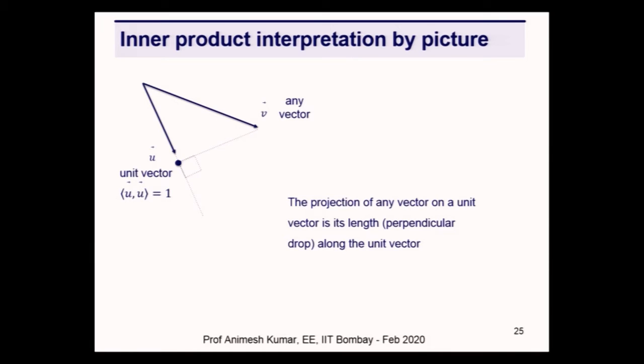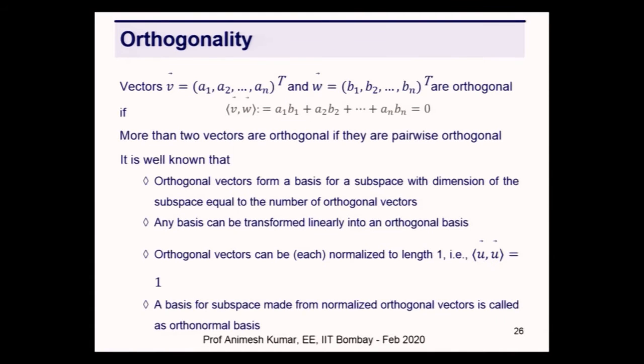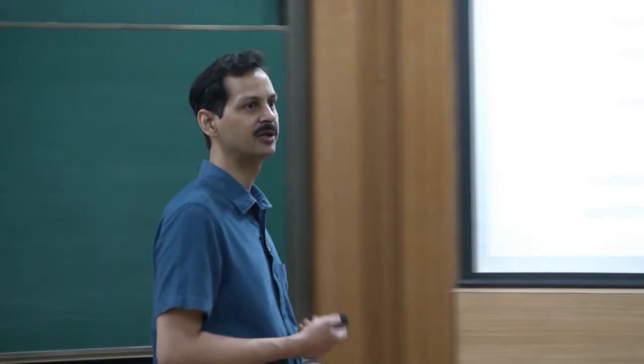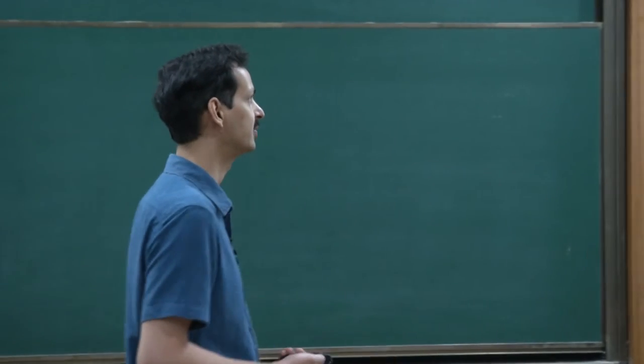What does perpendicular drop mean? Once projected, if I draw this line, this line is basically the difference between the v vector and the projection. That's going to be perpendicular to the u vector. Okay. So this notion of orthogonality shows up again and again in linear algebra and machine learning. In fact, it shows up in many computational sciences, not just machine learning.